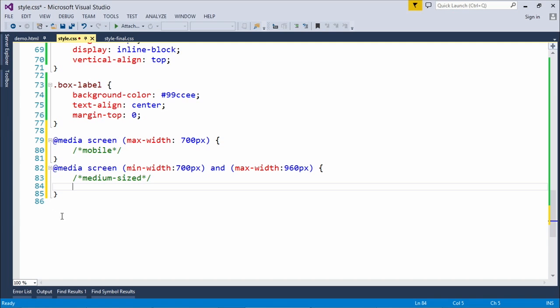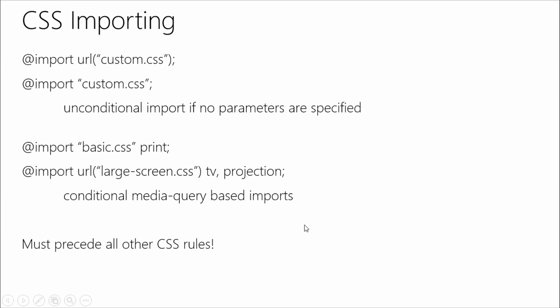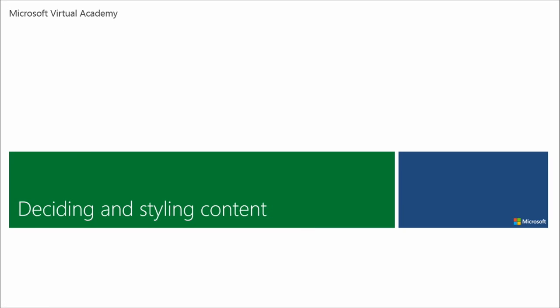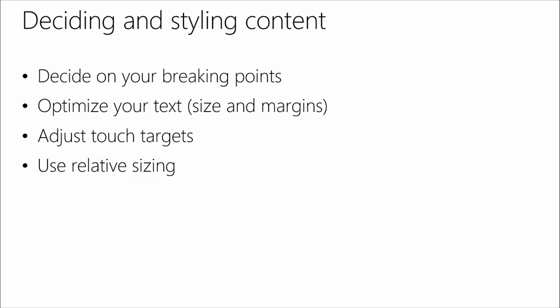So I'm going to leave these empty for now because I want to talk about some of the considerations that you want to make in resizing your page. So that would be deciding and styling content. The first thing that we do want to do is decide on our breaking points. We've already done that. We want a certain look for devices that are probably handheld, something with their width being under 700. We also want something for a medium-sized device, and then our default look will be for basically your standard issue website on a large screen, on a desktop, something like that.